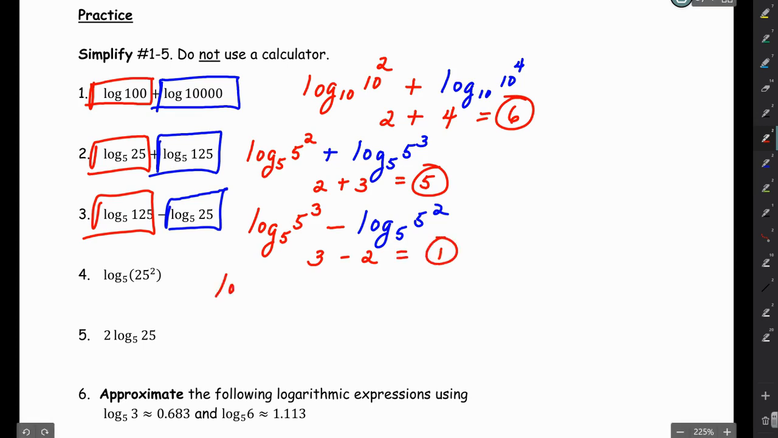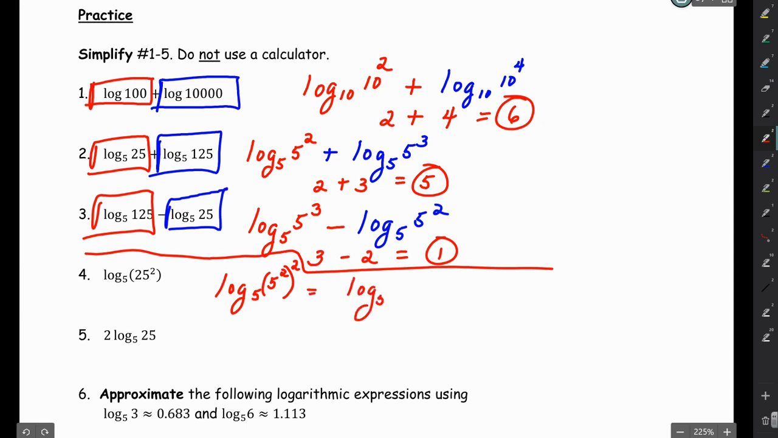We've got log base 5. Ooh, this is kind of sneaky. 5 squared, squared. Okay. There's a couple ways we could look at this. So that would be equal to log base 5 of 5 to the 4th, and then I could bring that 4 out front, so this one is equal to 4. Now another way I could do that, let's look at another way I could do that.